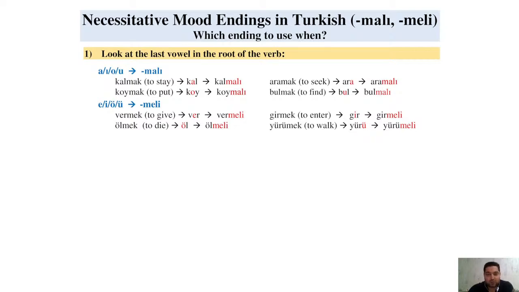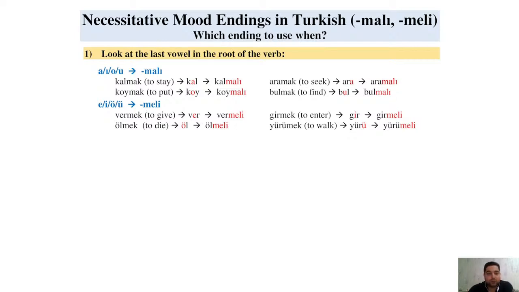Okay, and that's basically it. Nothing else. So look at the malı examples. For example, here kalmak, kal, the last vowel is a. Therefore, kalmalı. Koymak, koy, koymalı. Aramak, ara, aramalı. And bulmak, bul, bulmalı. All of these examples have the hard vowels a, ı, o, u. Therefore, we add the ending malı.